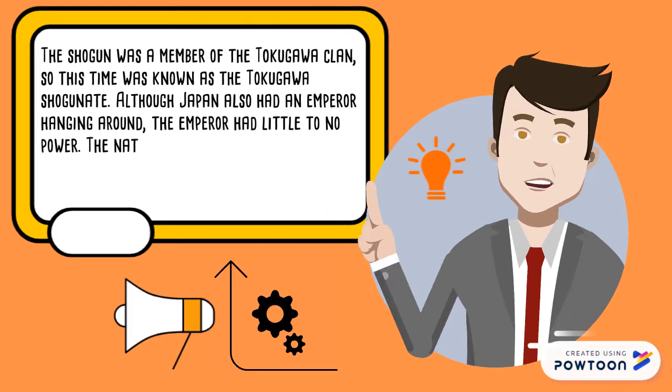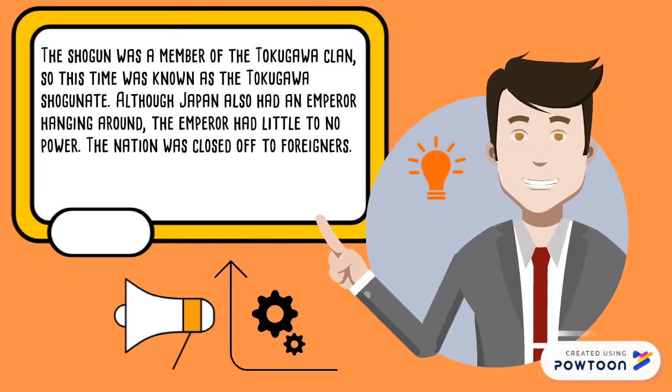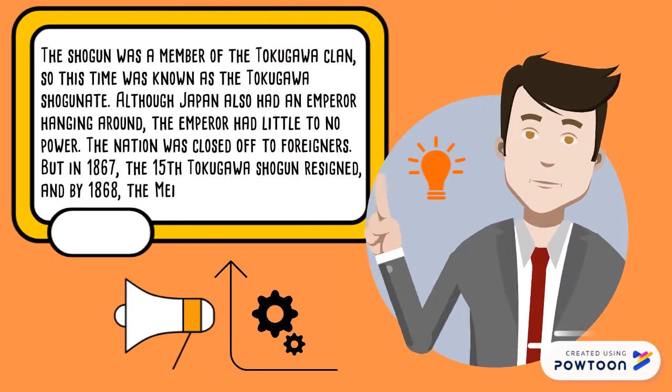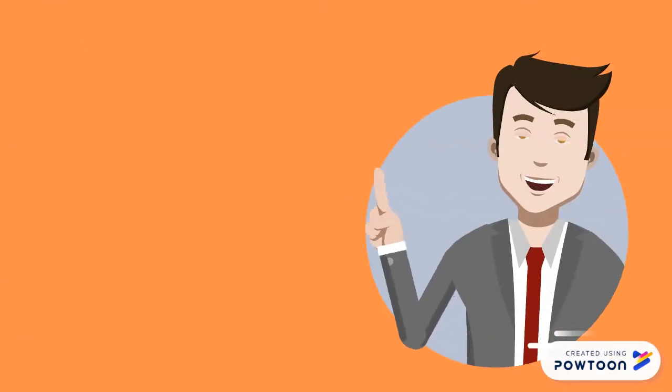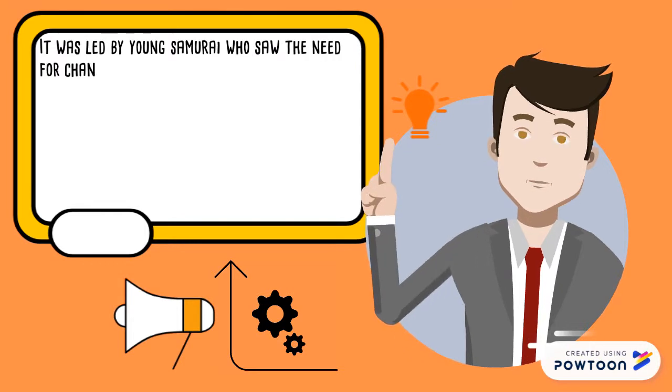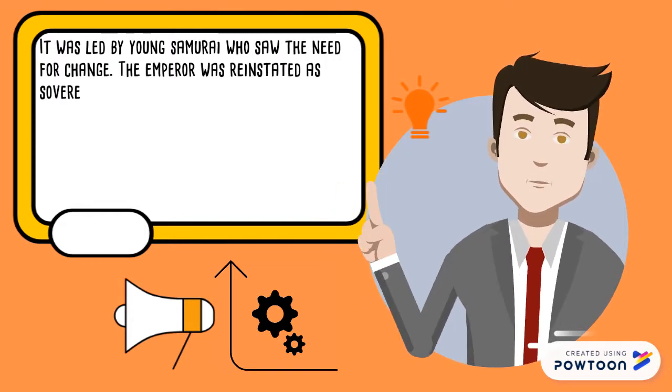The nation was closed off to foreigners, but in 1867, the 15th Tokugawa shogun resigned, and by 1868, the Meiji Restoration had begun. It was led by a young samurai who saw the need for change. The emperor was reinstated as sovereign, and he took the name Meiji.